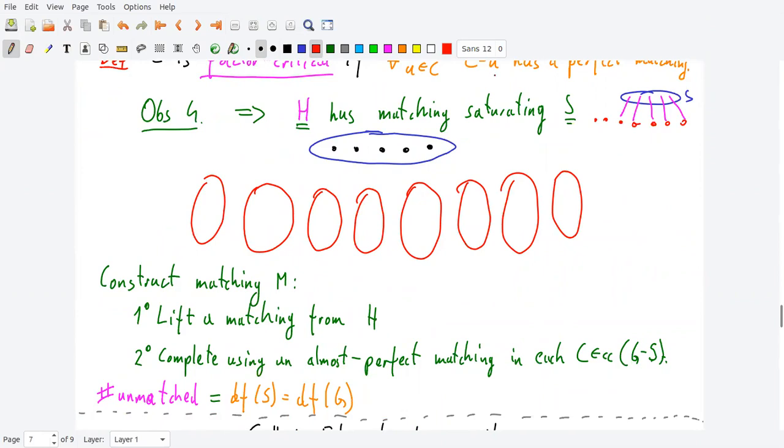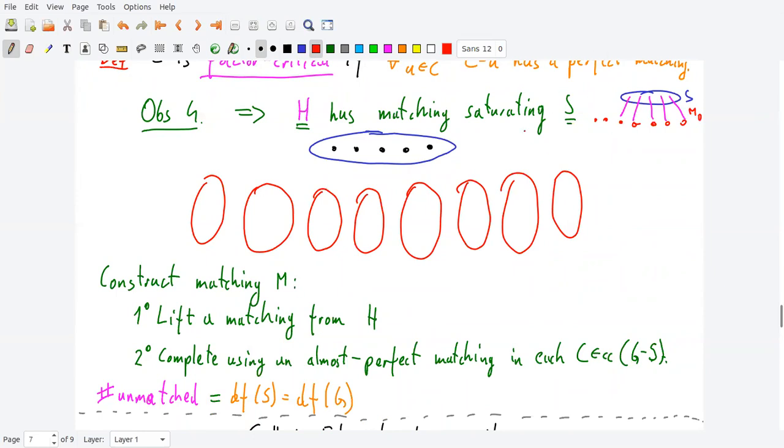the largest possible size, meaning that it leaves only the deficit of G vertices unmatched. So how do we do it? So in my graph H, we've got this matching M, or let's call it M0.